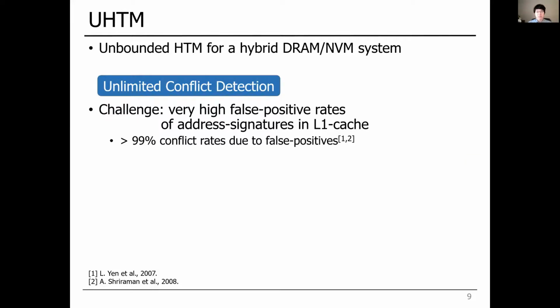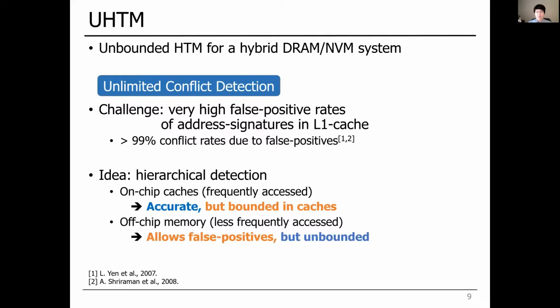The key idea of UHTM is a staged detection scheme based on the memory hierarchy. For example, within on-chip caches, since they are frequently accessed, we need a technique that is accurate. However, for off-chip memory, it is okay to be less accurate since they are less frequently accessed, allowing false positives, but it should be unbounded.